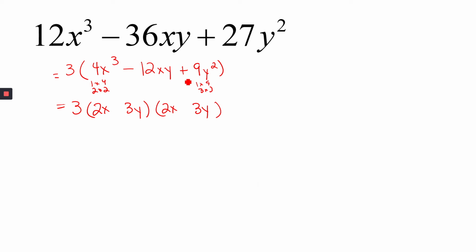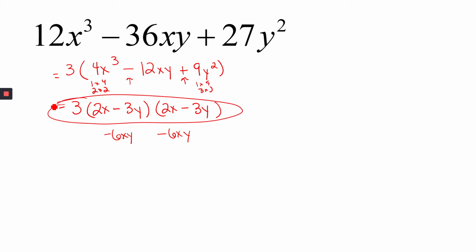Now this sign tells me that both of them have to be the same sign, and then this tells me both of them have to be negative. So I'm going to put them right there. I know that the F and the L work. I'm going to check my O and I, and this is going to be negative 6xy and then negative 6xy, which is negative 12xy. Now be careful, because if you look back at the original problem, that's not right. But remember, we factored out the GCF. So there is your correct answer.